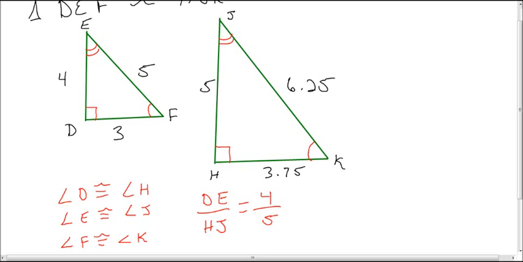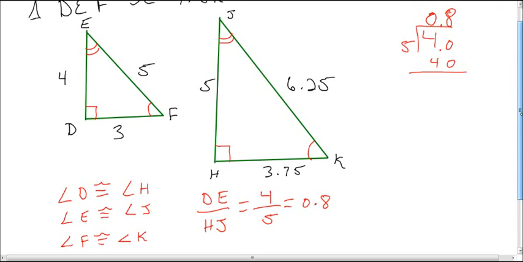So let's divide 5 into 4. So we go up here, the numerator will be inside our dividend, and our 5 will be the divisor. So we know that 5 cannot go into 4. But we can bring down a 0 and find that it goes into 40 8 times. So we can see that this simplifies to 0.8.